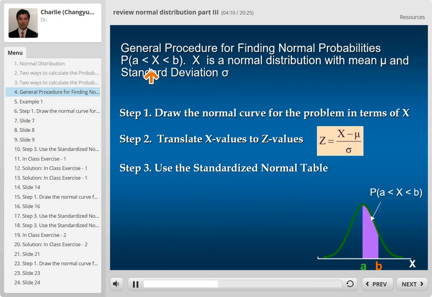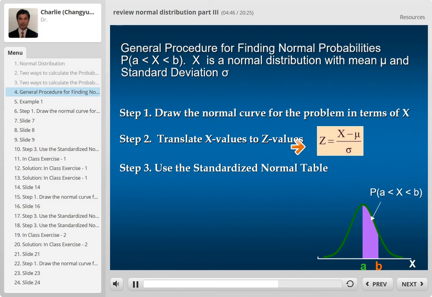Step 1, draw the normal curve for the problem in terms of x. In other words, for example, we try to find the probability of x bigger than a, smaller than b. What we do is we draw a curve here at the bottom, if you can see that, and then we highlight an area that is what we're looking for, which is the probability of x bigger than a, smaller than b. That's step 1.